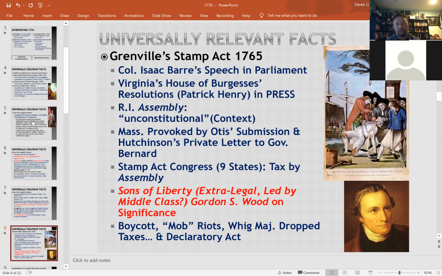The Virginia House of Burgesses is the assembly. That's the title of their assembly. They're elected colonial reps. They issued four resolutions. And 29-year-old Patrick Henry became famous amidst this process, where he contended, according to the press, "Give me liberty or give me death." And what he did is he issued a slippery slope argument, contending that in the past, Americans had given the consent for their own taxes via their elected reps in the assemblies.